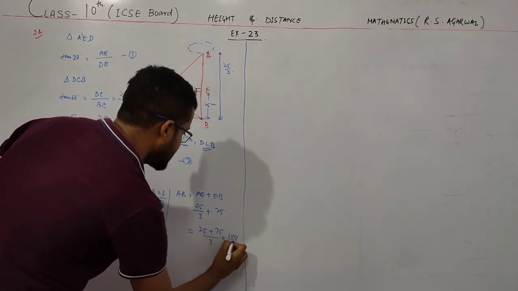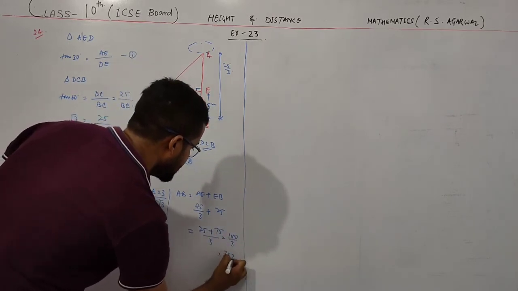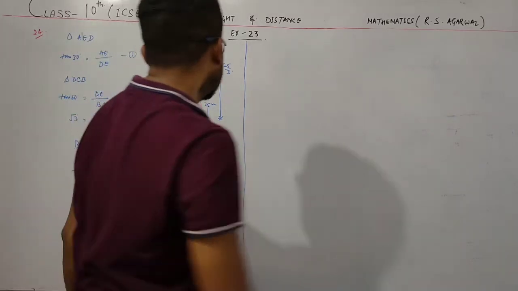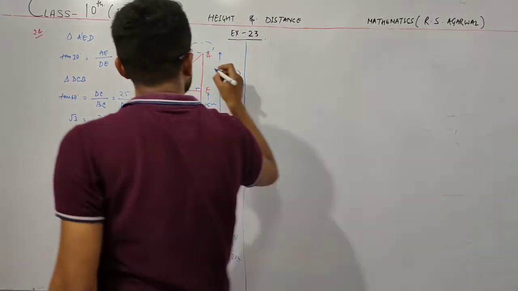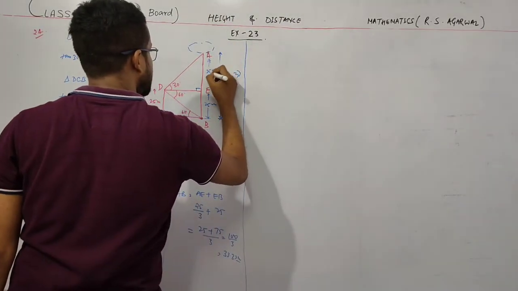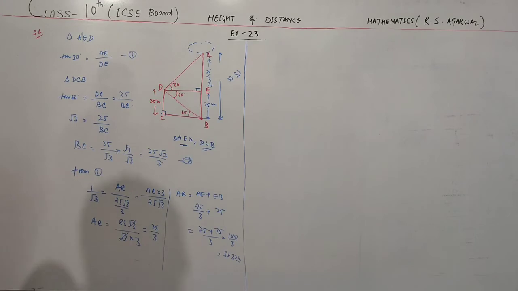This is 100 by 3. This is 33.33 meter. Okay, the height of AB is 33.33, and this is height 25 by 3. Okay, so this is the question number 24.